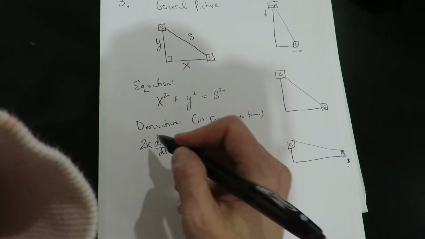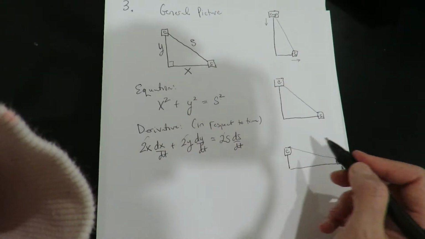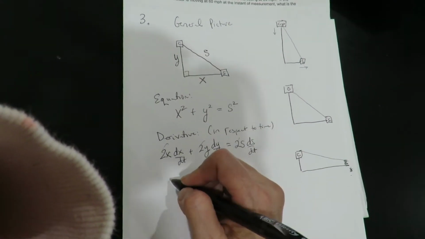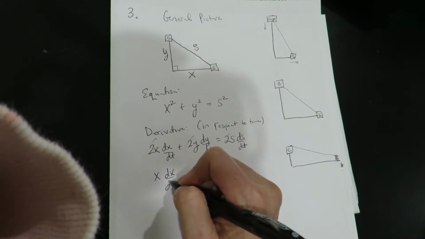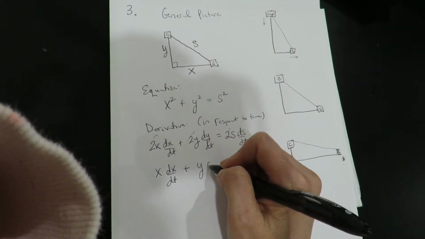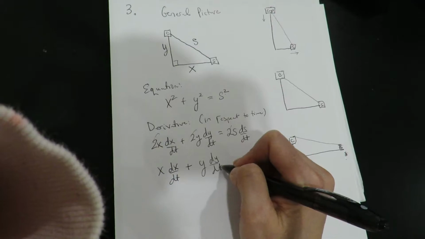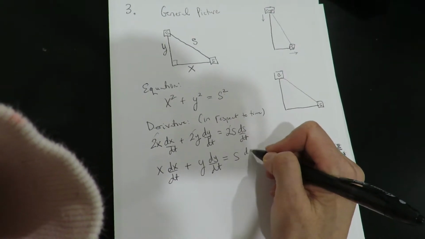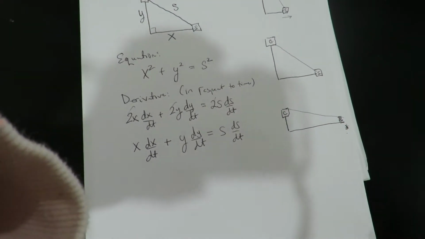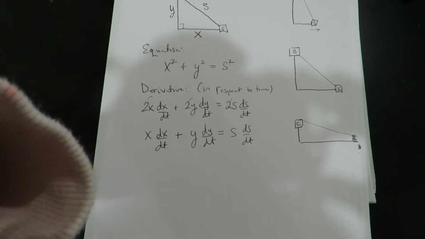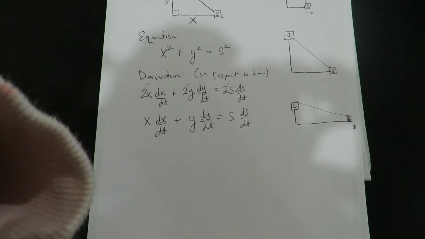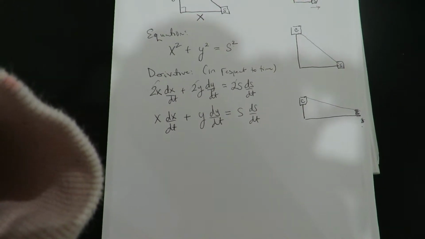Now they all have a 2, so I can cross it out. I can divide everybody by 2, and that would get rid of it. So I really just have this left. Alright, so that's as far as I can go right now with the general. I now have to go back and figure out what's the specific picture.